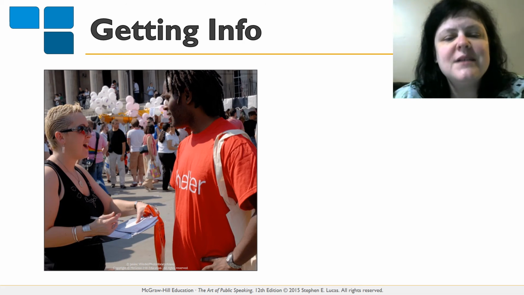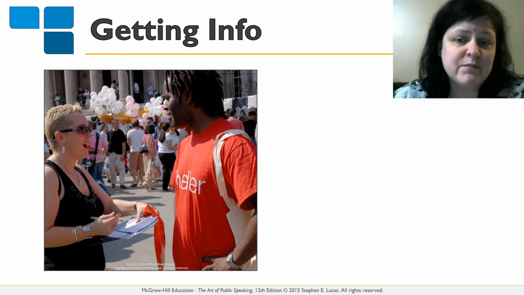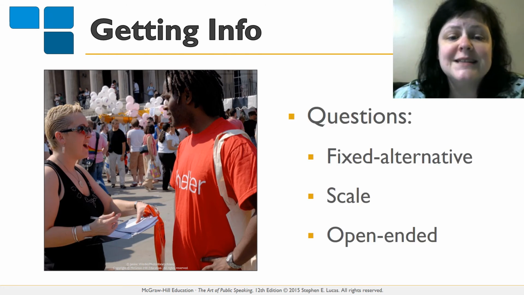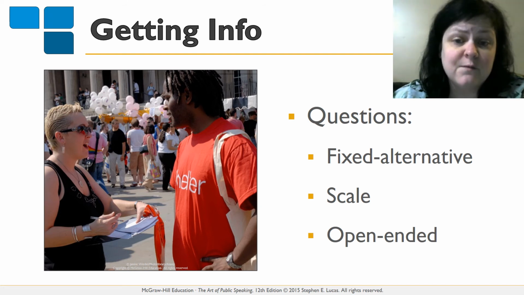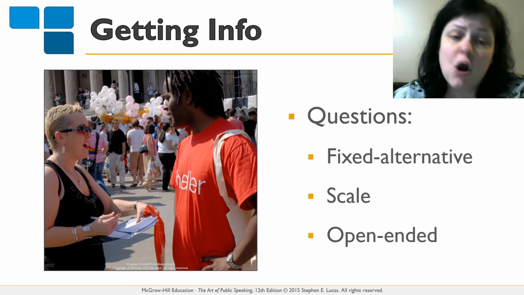So how do you get information about your audience? There are several ways to get demographic and situational information about the audience. For speeches outside the classroom, speakers often make informal inquiries about their audience. For classroom speeches, students often use audience analysis questionnaires, asking 3 basic types of questions: fixed alternative, scale, and open-ended.